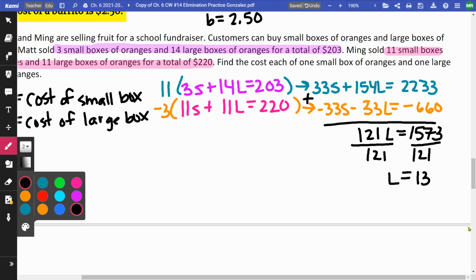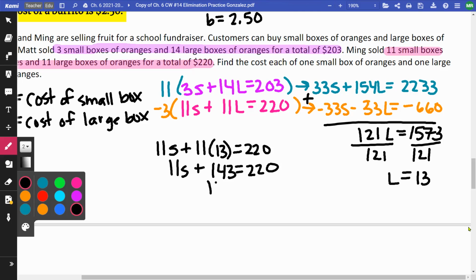And then I'm going to plug this into either one. So say I plug it into 11S plus 11 times 13 is equal to 220. So I get 11S plus, and 11 times 13 is 143. $220 minus 143 gives me a 77. And when I divide both sides by 11, I get that S is equal to 7.